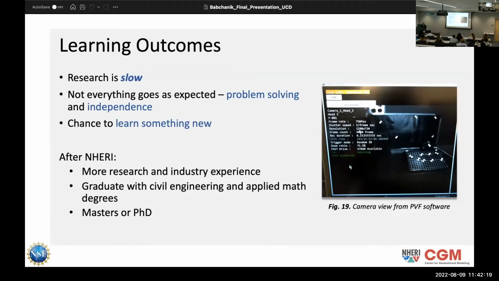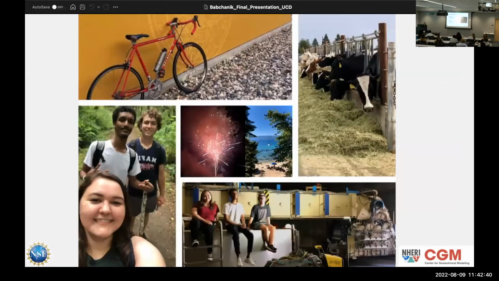After NHERI, I hope to do maybe another research opportunity and another industry experience. And then I hope to graduate with my civil engineering and applied math degrees, and it's master's or PhD after that. But I'm leaning more towards geotech now after this summer.